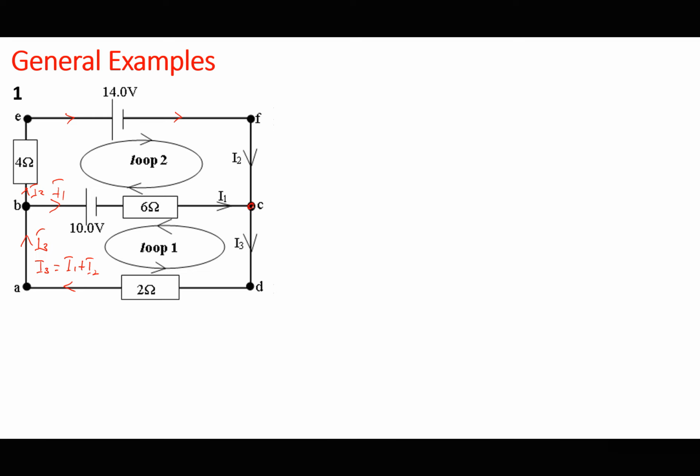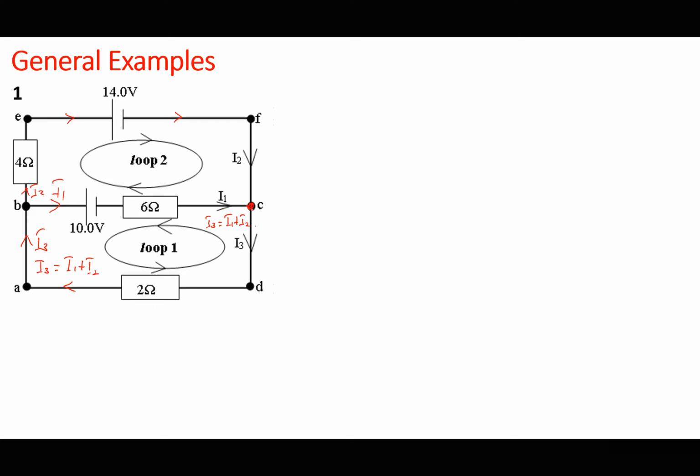Or I can look at junction C. I1 is entering junction C, I2 is entering junction C. So still I can say the sum of currents entering equals the sum of currents leaving. The current leaving here is I3, which should be equal to the current entering, which is I1 plus I2. So it is the same thing. So at junction C, the sum of currents entering the junction is equal to the sum of currents leaving the junction. That's number one. That is Kirchhoff's first law.